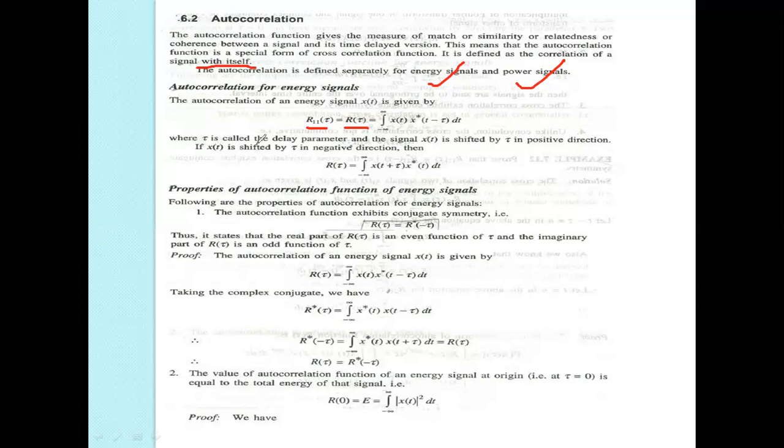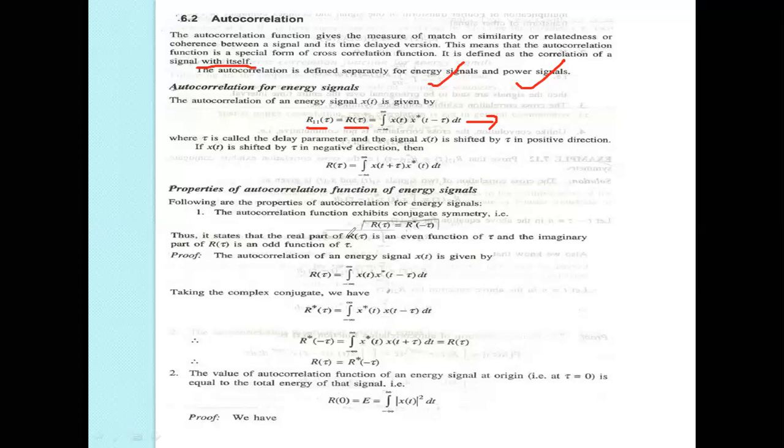Tau is called the time delay parameter, and the signal x of t is shifted by tau samples in the positive direction. If x of t is shifted by tau samples in the negative direction, it becomes x of t plus tau, and we take the conjugate, x star of t dt. Coming to the properties of the autocorrelation function of energy signals, the following properties.